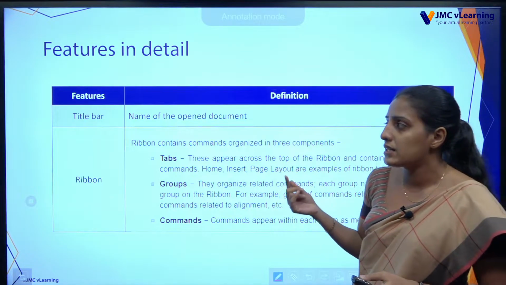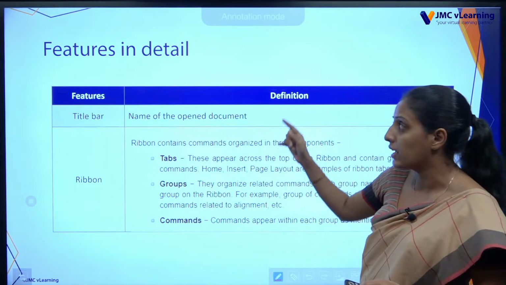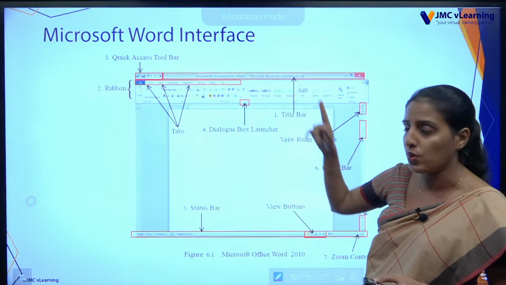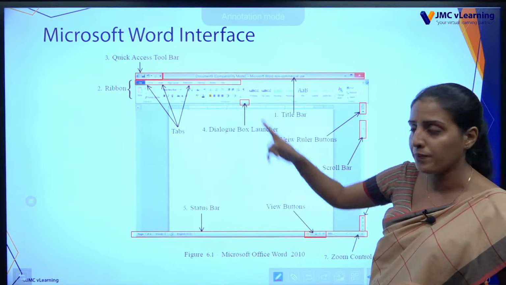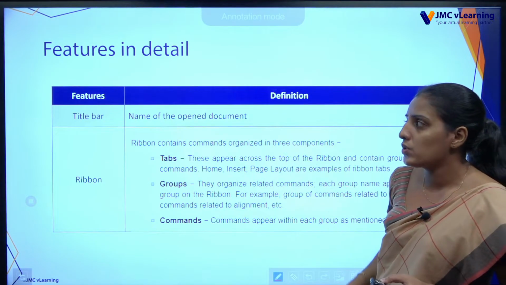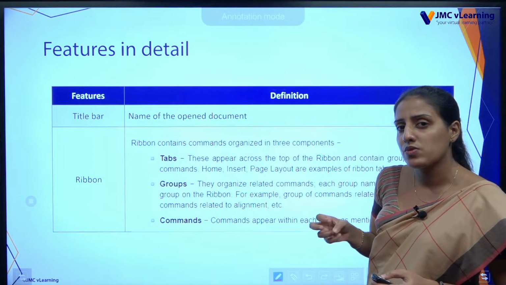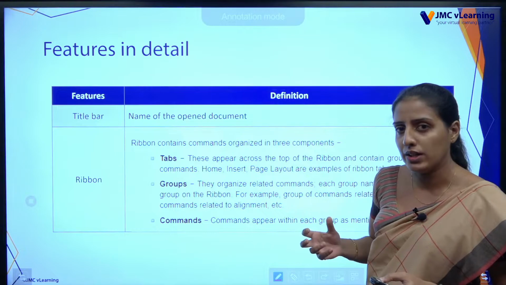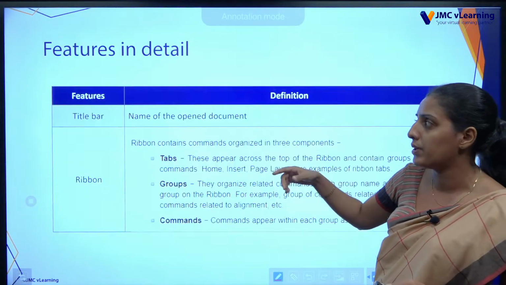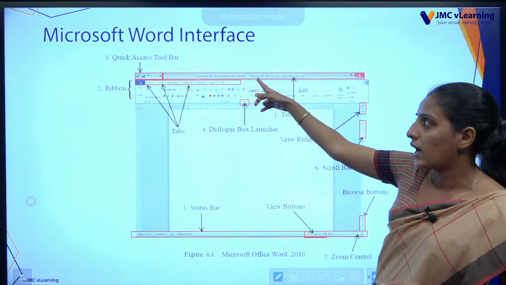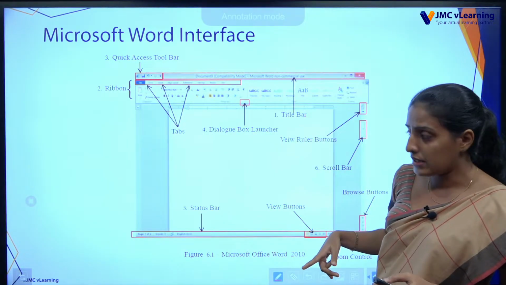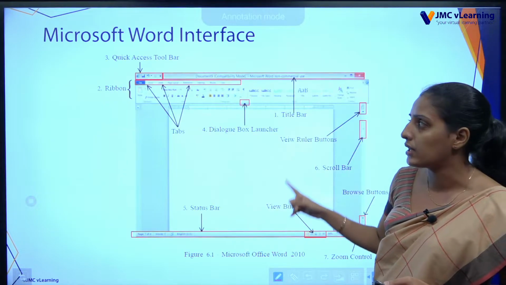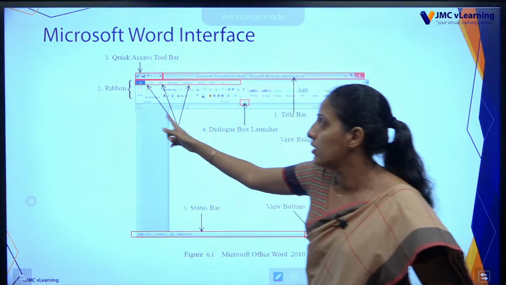The first feature is the title bar, that means the topmost line of the window. It is used to show the name of the open document. The name of the document will be displayed on this title bar. Next one, the ribbon, that means this part.